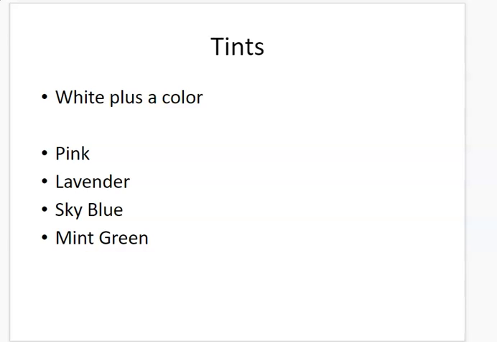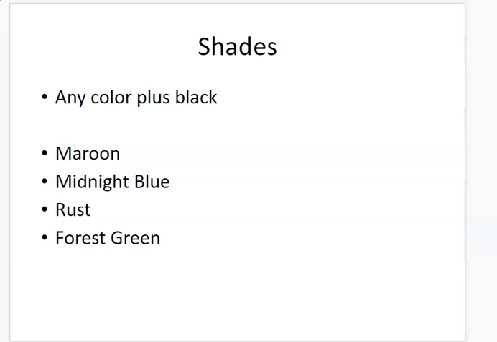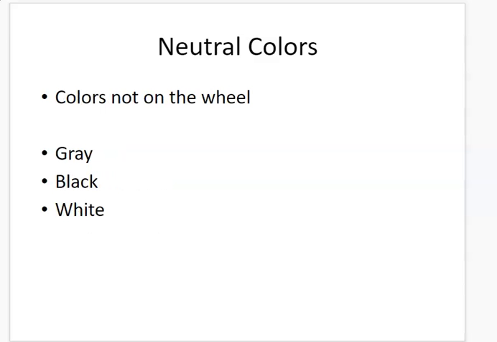White plus a color. Shades are the opposite. Any color plus black. Now, it's not black and white because then they turn gray. But any color, and then you put a drop of black in it, the tiniest little drop. Maroon would be a dark red, midnight blue a dark blue, rust is a dark orange, forest green would be a dark green. And then you've got neutral colors.